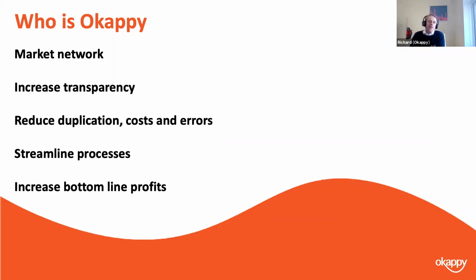So Okappy is helping the most forward-looking and dynamic companies increase transparency, reduce duplication, costs and errors, and increase efficiency. Ultimately, we're seeing customers on the platform making a significant contribution to bottom line profits and really growing the business through increased capacity and through improved customer service. With Okappy, you can connect to your employees, customers, and subcontractors. You can send and receive jobs, and you can see the status of those jobs as they're updated by your engineers or subcontractors in real time. And you can raise the invoices at the touch of a button.